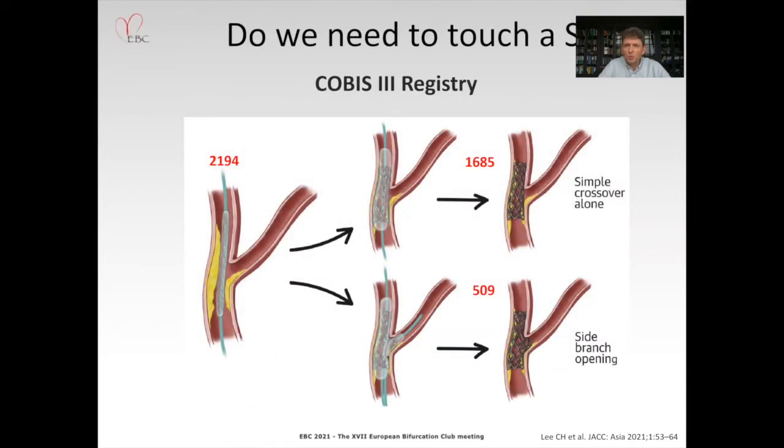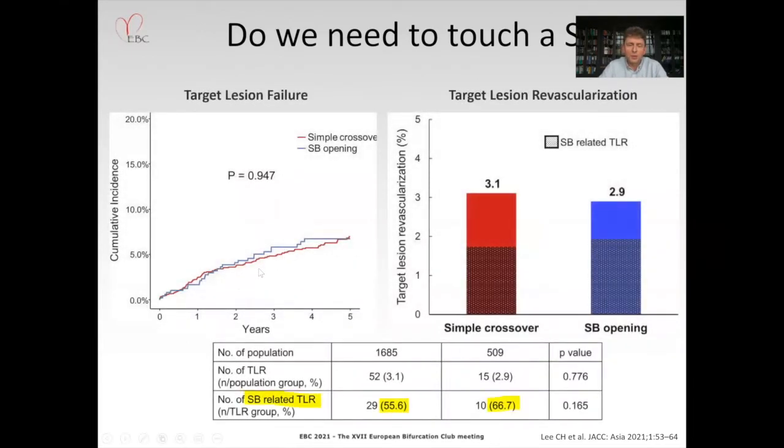So do we need to touch a side branch at all? These are data from the COBIS 3 registry published this year. 1,600 patients with simple crossover stenting and 500 patients with side branch opening. This is the side branch opening group. And after 5 years of observation, the authors found absolutely no difference in clinical outcome in target lesion failure.